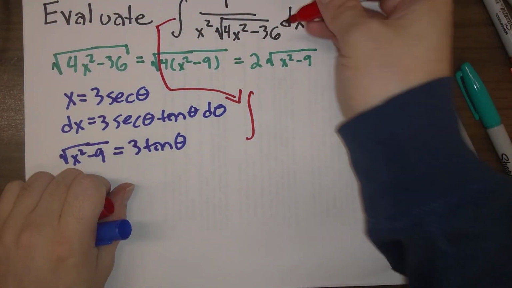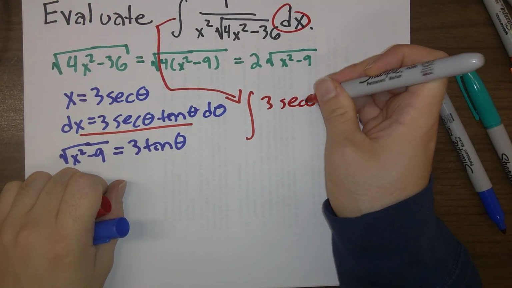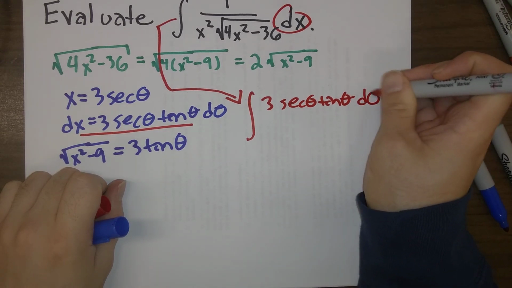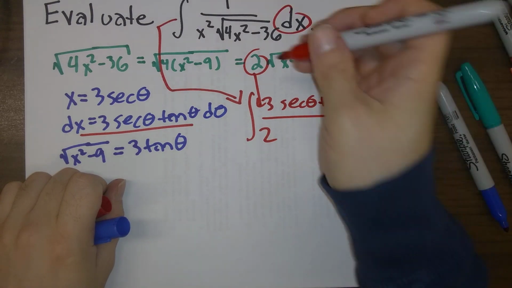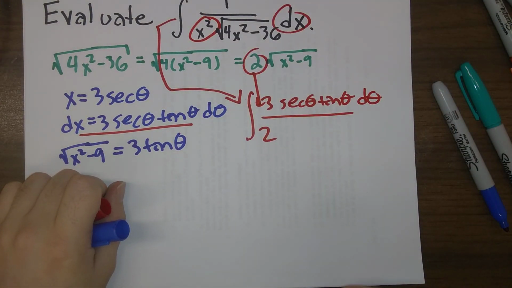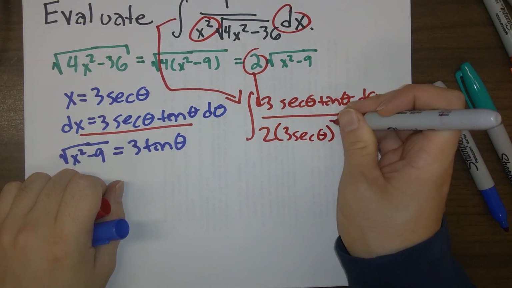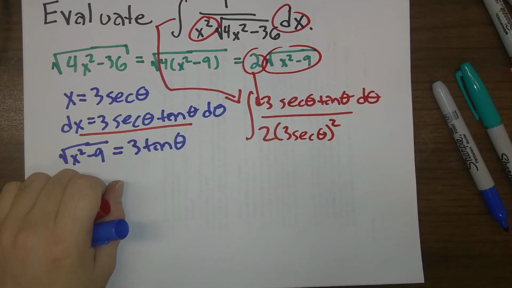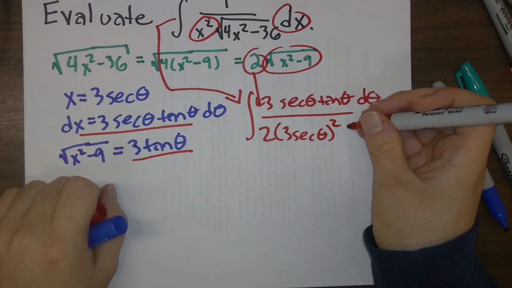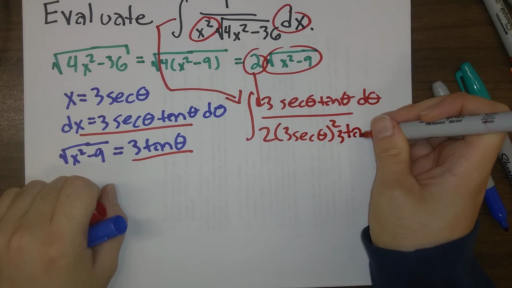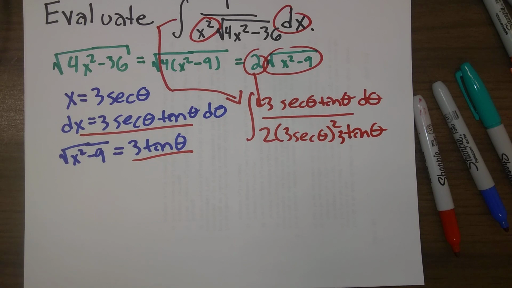So dx becomes 3 secant theta times tangent theta d theta. Don't forget that 2 comes downstairs. That x squared is 3 secant theta, all of that squared. And the square root of x squared minus 9, we see here, is 3 times tangent theta. So this is where we're at.